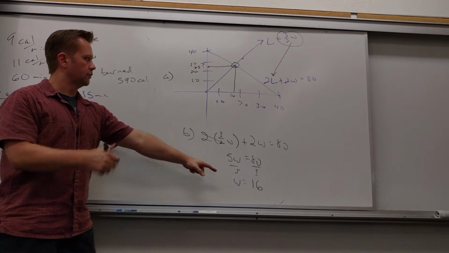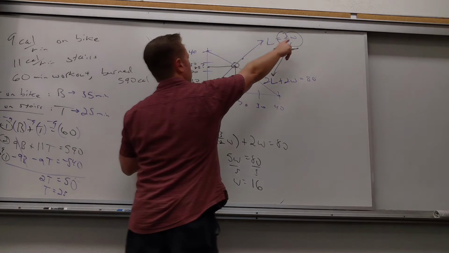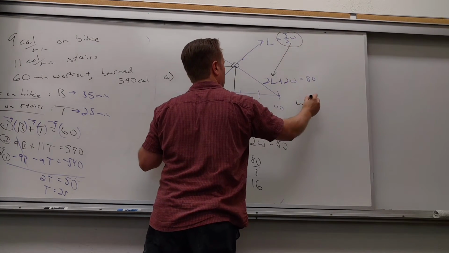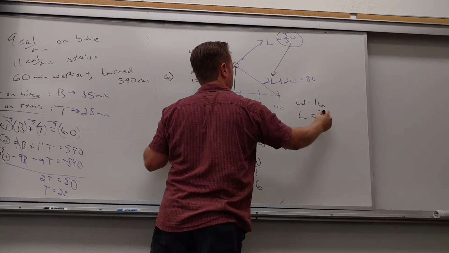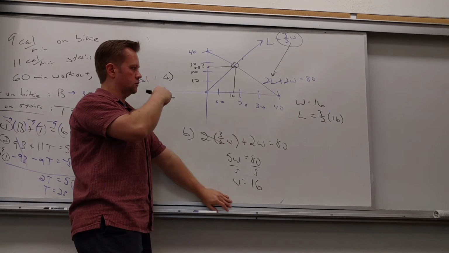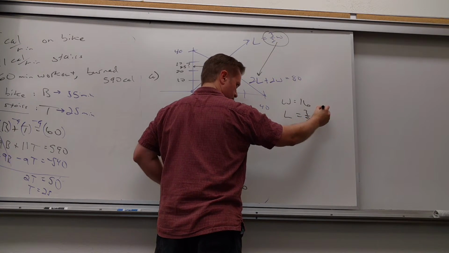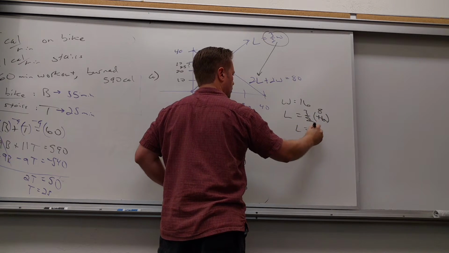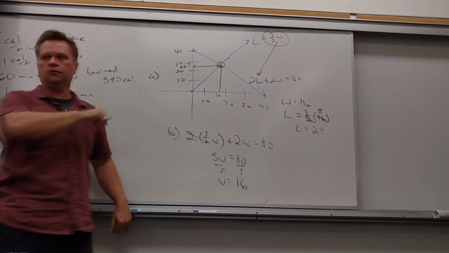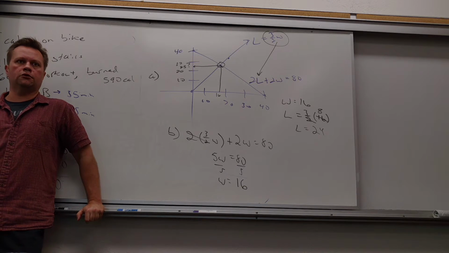Right. So W is 16, what's L? L is 3/2 of 16, right? L is 3/2 W. And what's 2 goes into 16? 8 times. 8 times, so L is 24. Pretty close to our guess, right? Our guess won't be perfect. It's just graphically, we're only human.